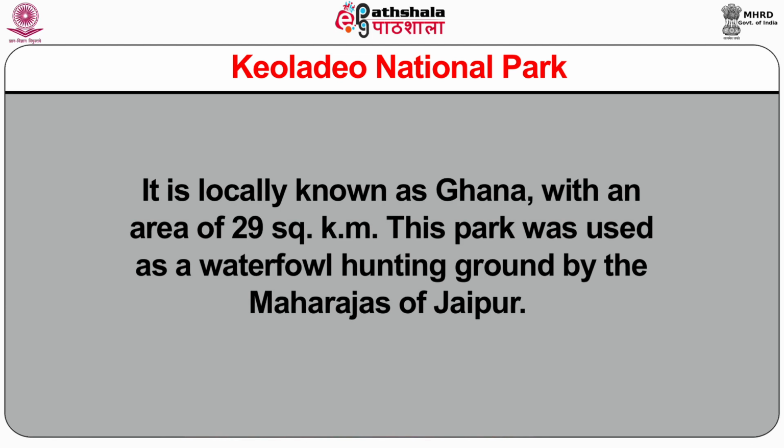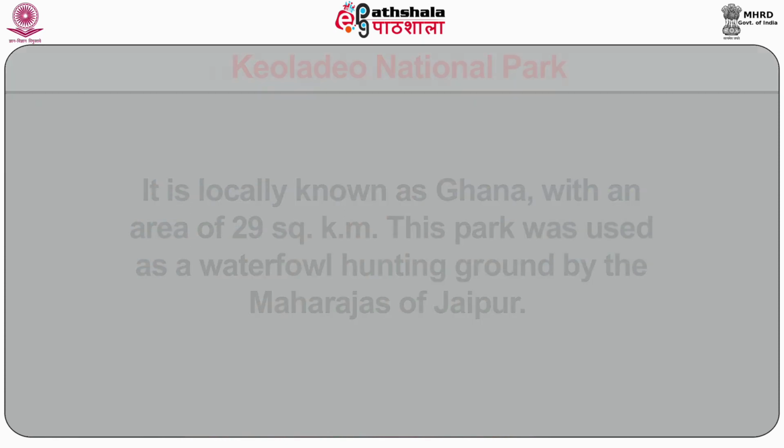This park was used as a waterfowl hunting ground by the Maharajas of Jaipur. This wetland area was declared a Ramsar site in 1981 and a national park in 1982. The principal vegetation is deciduous mixed with grass. This site is also listed by UNESCO as a Natural Heritage Site.